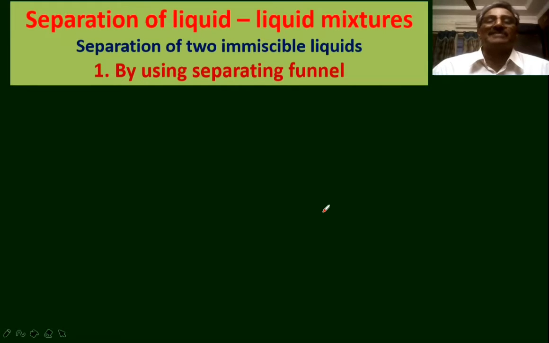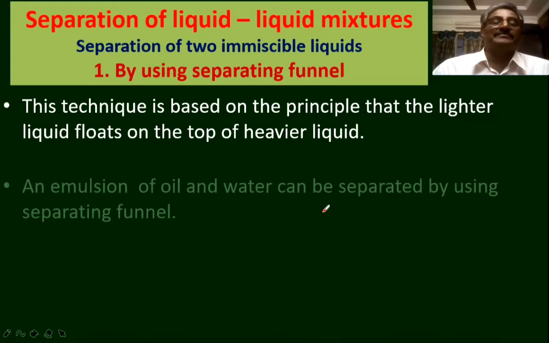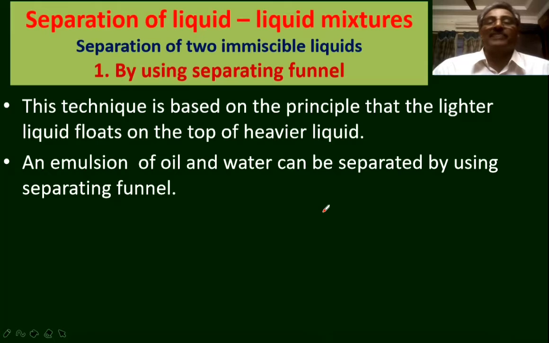One of the processes available is by using separating funnel. This technique is based on the principle that the lighter liquid floats on the top of heavier liquid due to the difference in their densities and due to the property of immiscibility. An emulsion of oil and water can be separated by using separating funnel.